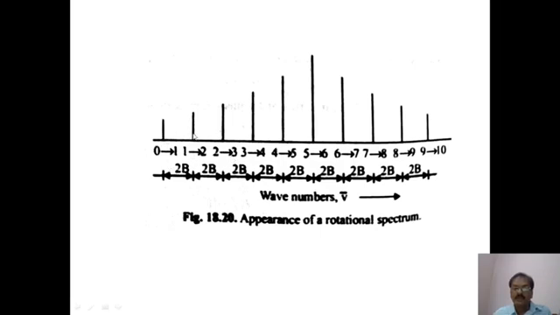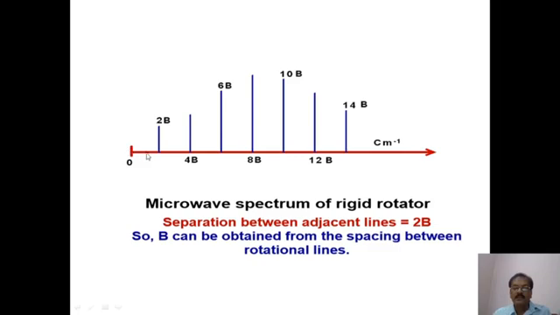But the difference between each consecutive line is found to be 2B. This is 2B, this is 2B, everything is 2B. Let's just observe this. This is 0 to 2B, then the next line is 4B. 4 minus 2 is 2, again 2. Then 6 minus 4 is 2 again, 8 minus 6 is 2, 10 minus 8 is 2, and 12 minus 10 is 2.